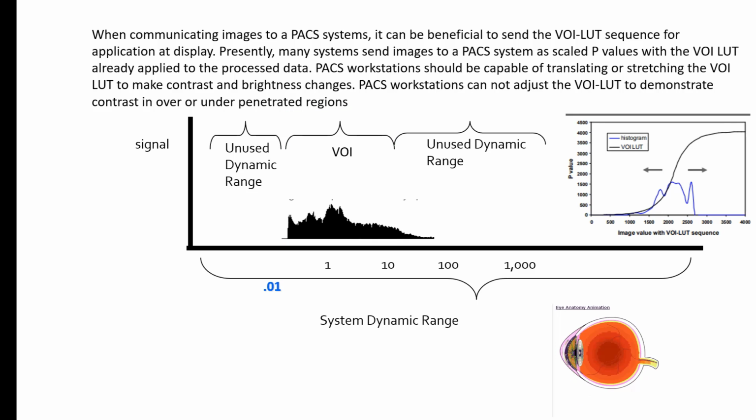We can then take that value of interest and utilize an H&D curve afterwards to post-process for our brightness and contrast using window and leveling.